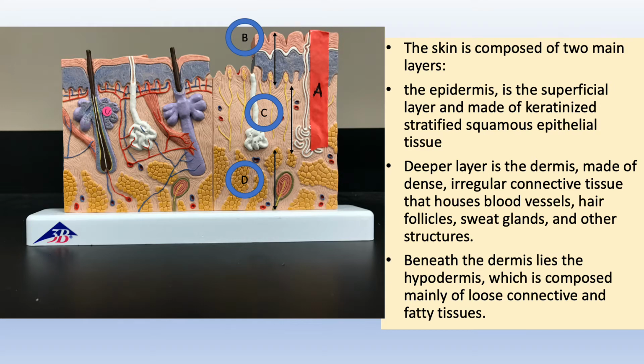Beneath the dermis lies the hypodermis, which is labeled with the D in this picture and shown with the arrow. The hypodermis is composed mainly of loose connective and fatty tissues. Notice the hypodermis is not accepted as a layer of the skin, but it's the layer under the skin. That's why we call it subcutaneous tissue as well.